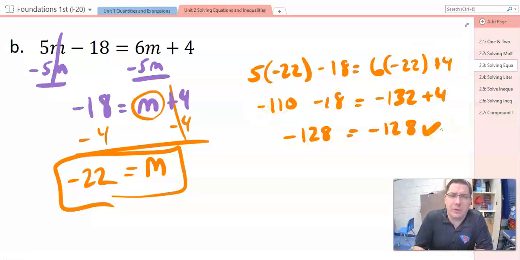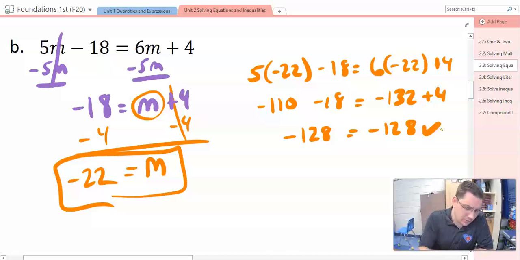So again, don't be afraid if you get an answer that's a larger number, or if it comes out to a fraction or a decimal. They can happen. So don't fret on those, okay? So let's go on and look at one more example of these.